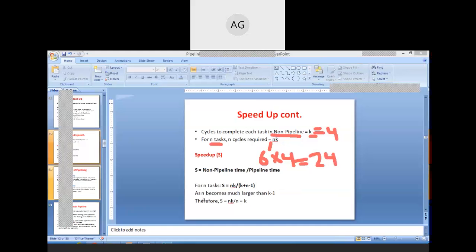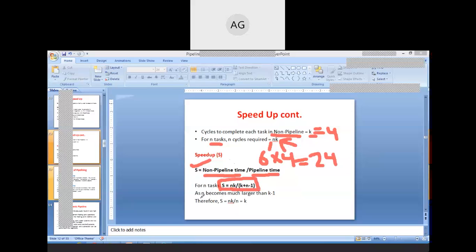Speed up is calculated by using this formula: non-pipelining time upon pipelining time. So for n tasks, we have nk divided by k plus n minus 1. The non-pipelining time is nk as we calculated, and the pipelining time is k plus n minus 1, as we studied in the previous slide. So this is the formula for calculation of speed up.